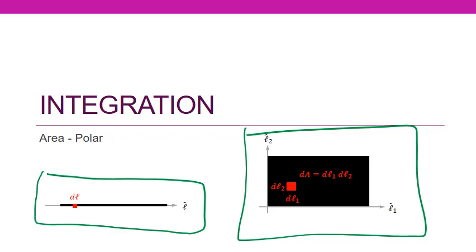We want to extend this to other geometries, and you'll see that we want to respect the geometry of the problem because it'll simplify the math. But the pattern is going to be the same. We're going to take it, cut it up into little lengths, multiply those lengths together to get an area, and then add up all our little areas.